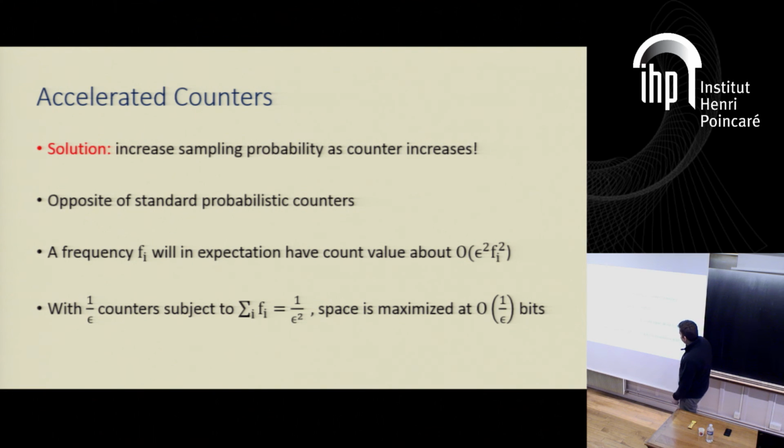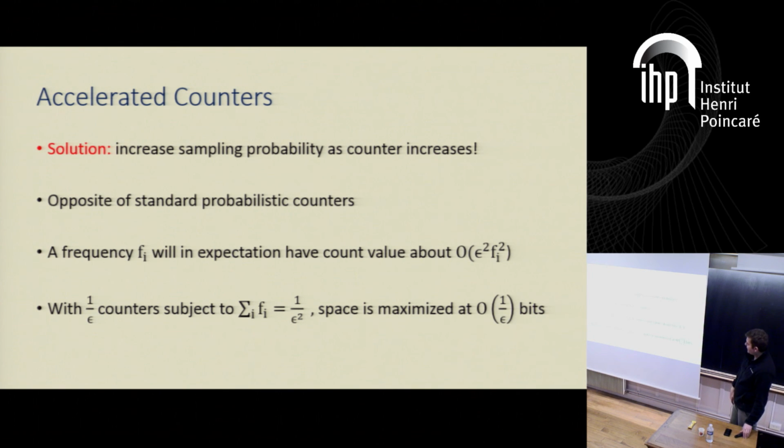The space bounds work out. You can get order 1 over epsilon bits of space. Basically, a frequency is f_i, and its expected value is f_i times p. Now, p we said was epsilon squared r. So the expected value is epsilon squared f_i squared. You have 1 over epsilon squared counters. Each has expectation about this. You can show the space complexity works out. Okay? It's 1 over epsilon bits.